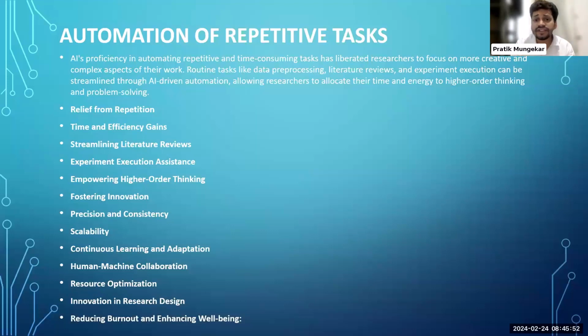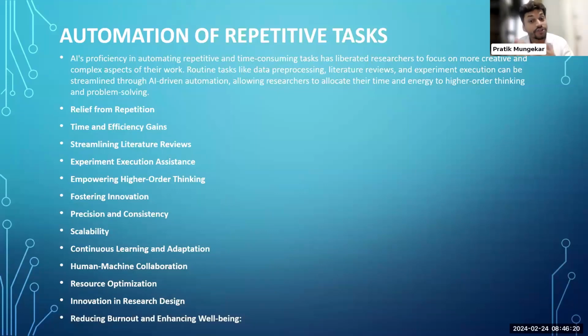Then continuous learning and adaptation. So AI systems can learn from the tasks they perform. So this means that as researchers engage AI in their work, the system learns from the data it processes and the patterns it identifies. So over time, this continuous learning can lead to improved efficiency and effectiveness in handling specific tasks, adapting to the evolving needs of the research process.